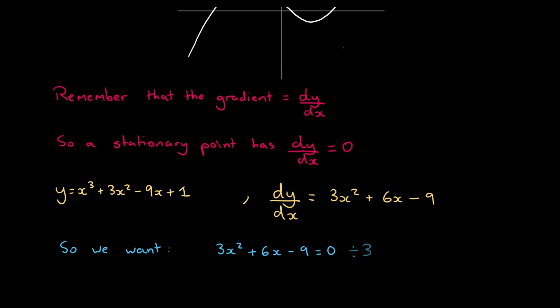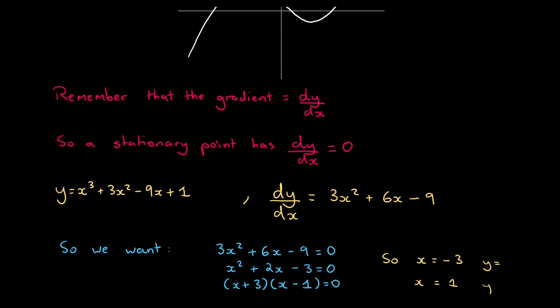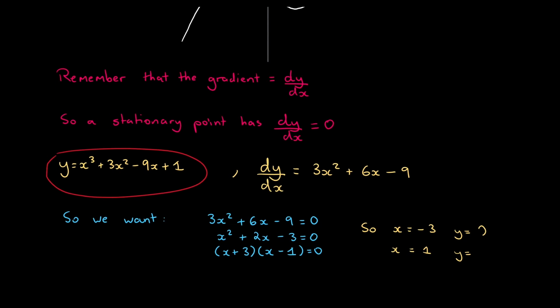And solving this, dividing both sides by 3, we get that x squared plus 2x minus 3 is equal to 0. And factorizing, we have that (x plus 3) times (x minus 1) is equal to 0. This gives us that x is equal to minus 3 and x is equal to 1. And to find the corresponding y coordinates of the stationary points, we just substitute our x values into the original equation. So when x is minus 3, we have y is equal to 28. And when x is equal to 1, we have y is equal to minus 4.